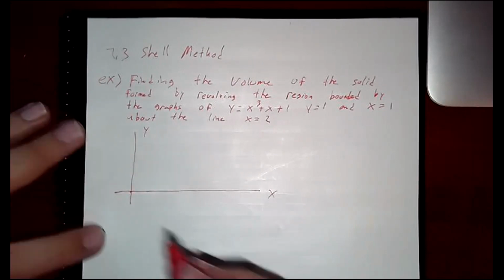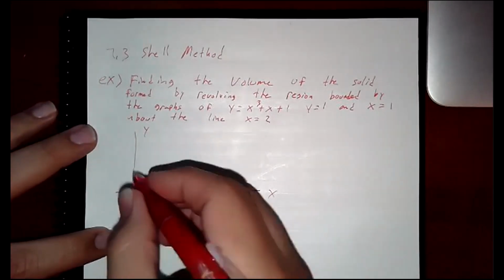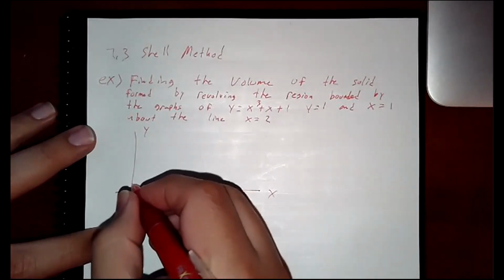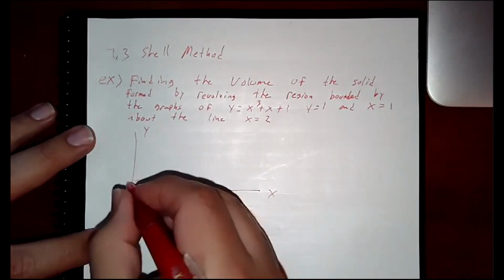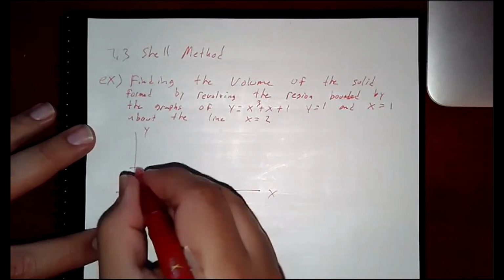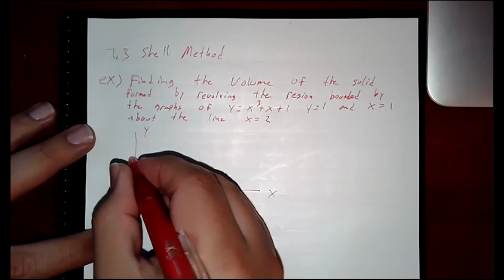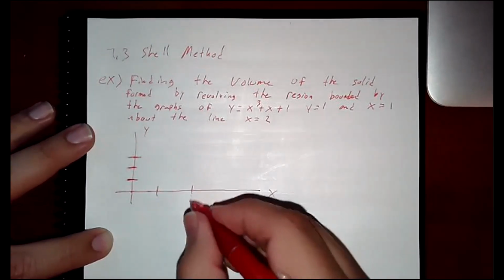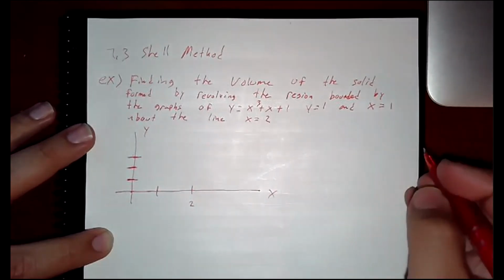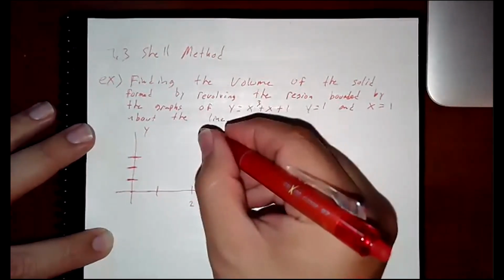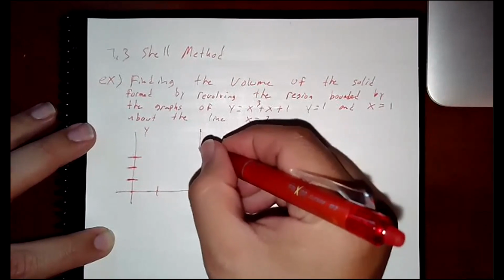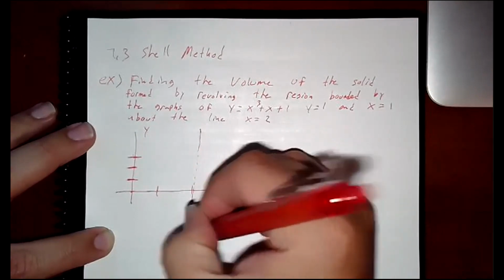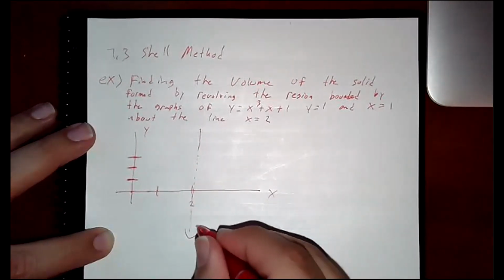Let's just make it 1, 2, 3. Okay. Let's put 1 here and 2 there. So I know x equals 2 is the revolution line right here. This is where I'm revolving, right?